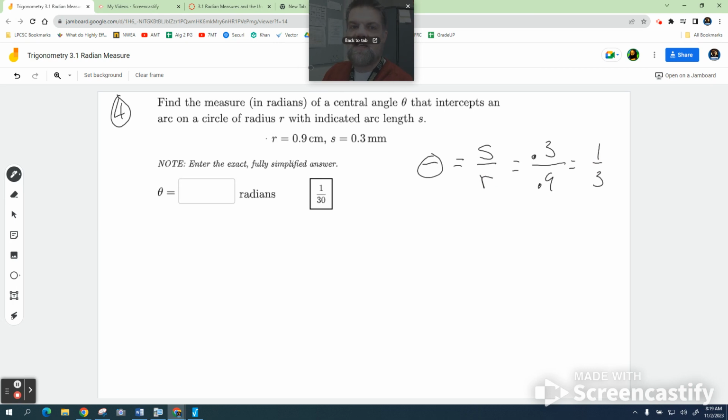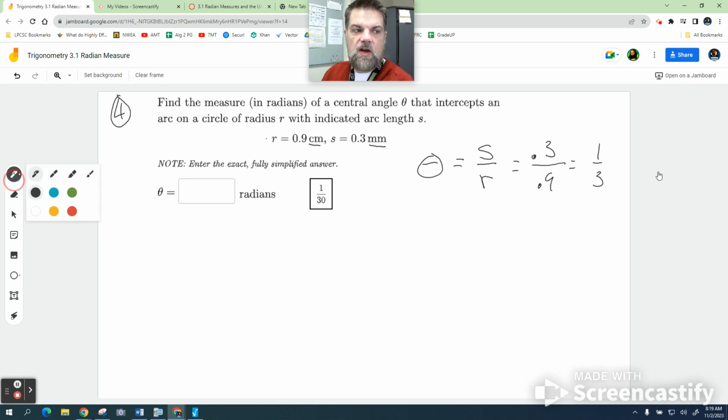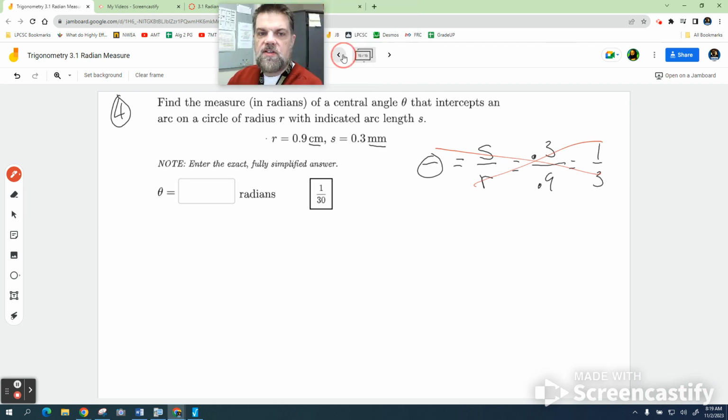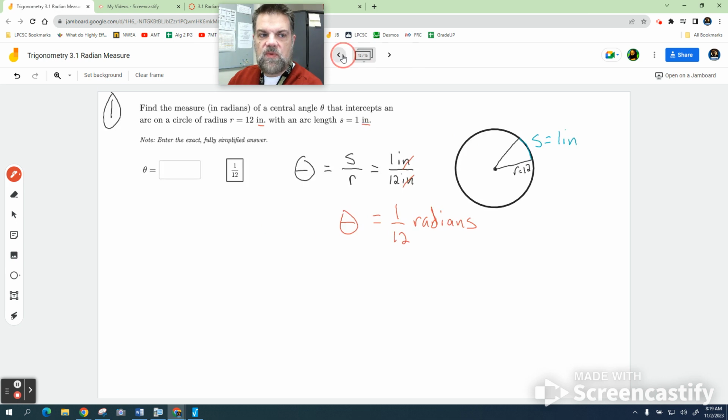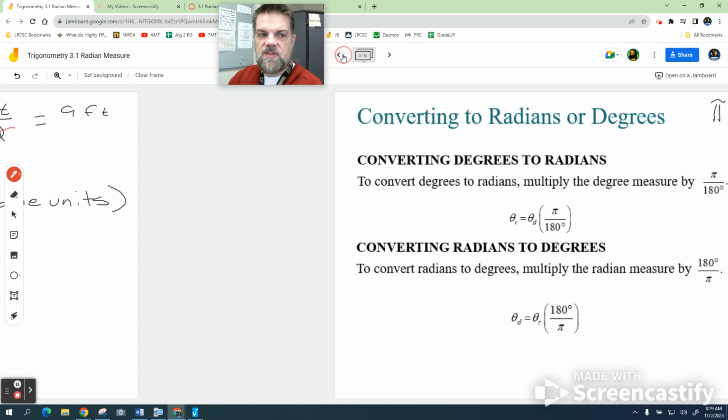I plug that in, and it says that I have the wrong answer. It's wrong, right? So then I got to go, well, why is it wrong? And then after looking, I see this. And I realize, oh, it has to be the same units. But let's assume I don't know that. Well, then I go back to the examples that look like that.